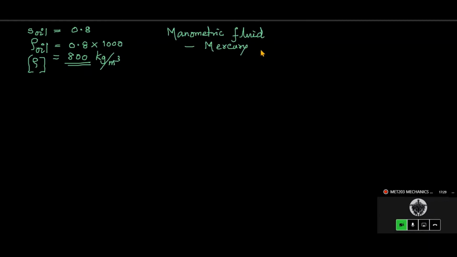Oil mercury manometer. Oil is the liquid flowing through the pipe or the venturi, and mercury is there in the manometer. Its density, which we represent by rho m for the manometric fluid, is that of mercury, we know 13,600 kilogram per cubic meter.